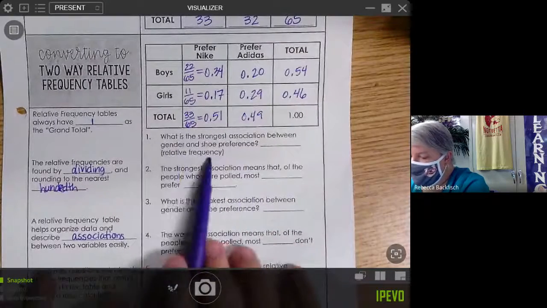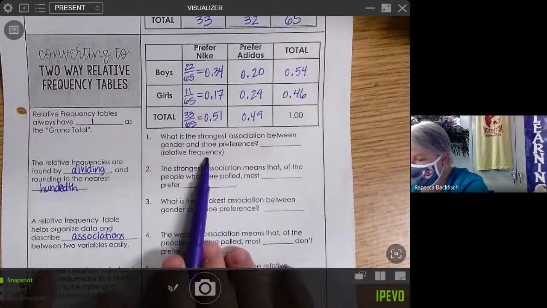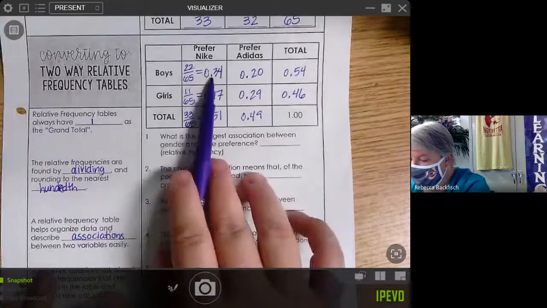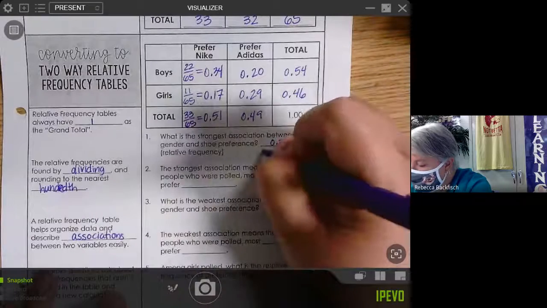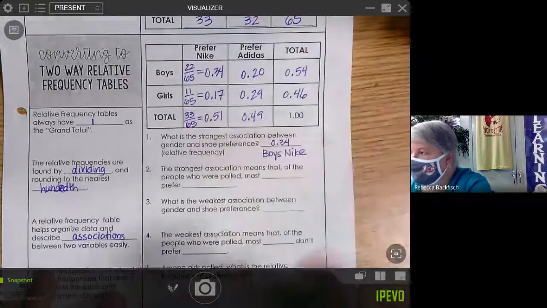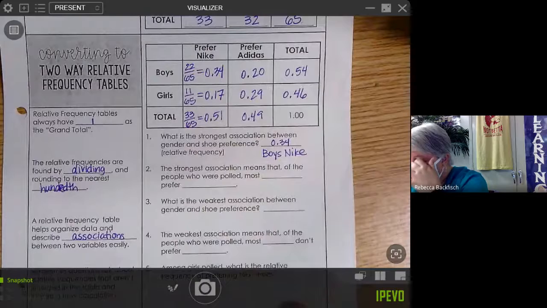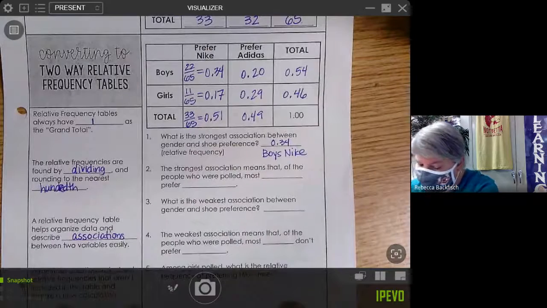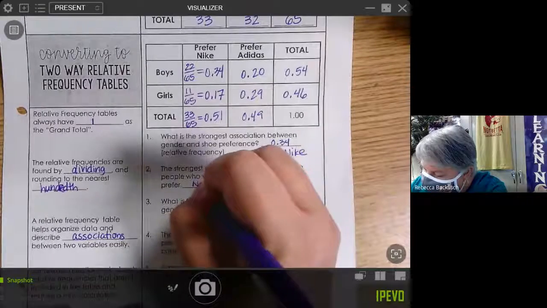What is the strongest association between gender and shoe preference? Basically, they're asking for the relative frequency. So they're asking what is the highest relative frequency between gender and shoe preference? I would say that's this one. Boys who like Nike. The strongest association means that out of the people who were polled, most boys prefer Nike.